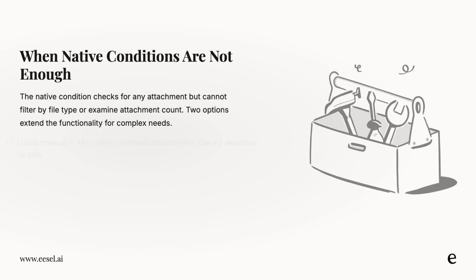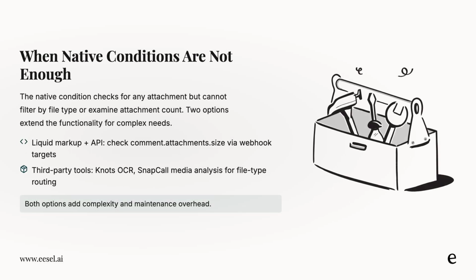The native condition works well for basic routing, but it cannot filter by file type or check attachment count. If you need that level of control, you have 2 options. Liquid Markup with the Zendesk API lets you inspect comment.attachments.size through a webhook target, or third-party tools like Knots provide OCR and media analysis. Both add complexity that many teams would rather avoid.